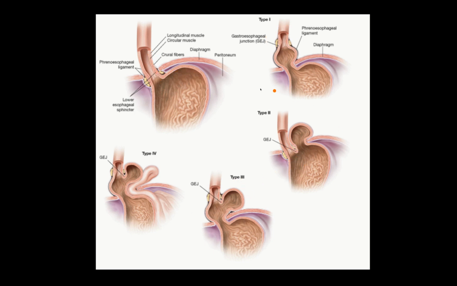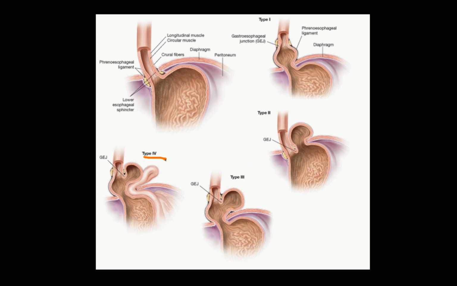Now we talked about type 1 and type 2. A type 3 is just a combination of type 1 and type 2. So you see the GE junction is here outside of its normal location, so that's slid up. And we also have the fundus of the stomach up here in the chest. So a type 3 is a little bit more common than a type 2. And it just has, again, both of those components of a type 1 and type 2 paraesophageal hernia.